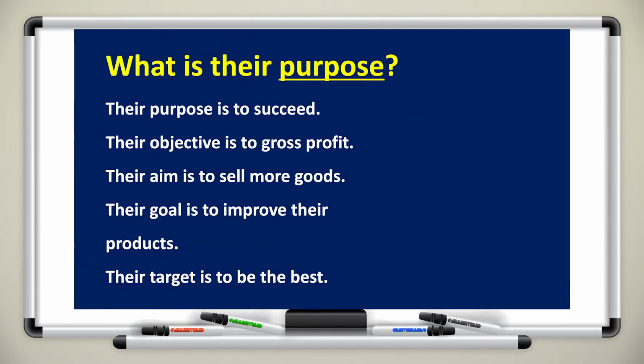Let's look at the purpose. What is their purpose? Look at the first sentence. Their purpose is to succeed. Their objective is to gross profit. Their aim is to sell more goods. Their goal is to improve their products. Their target is to be the best. As you can notice, after the word to, it's always followed by a verb. Let's look at more examples and try to understand how we can use it.